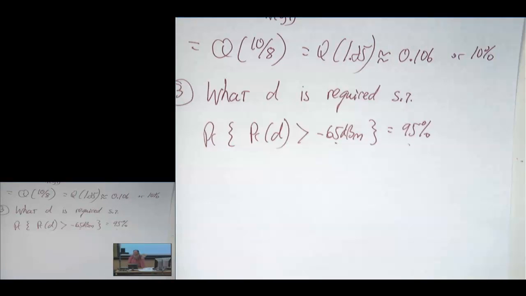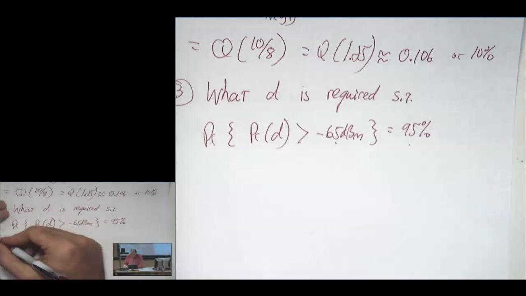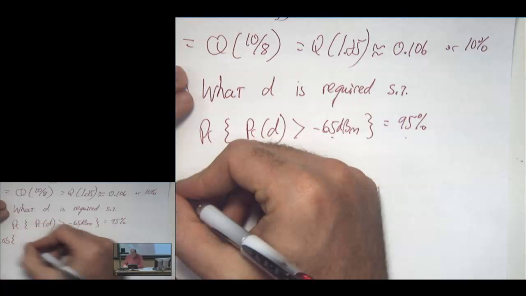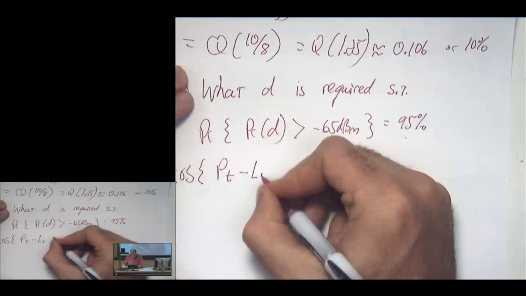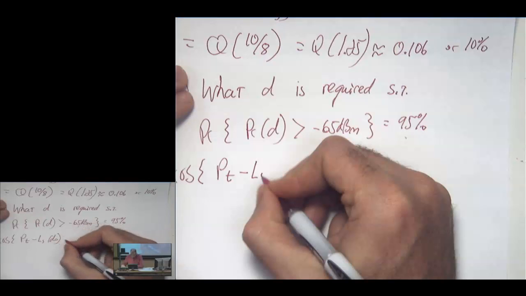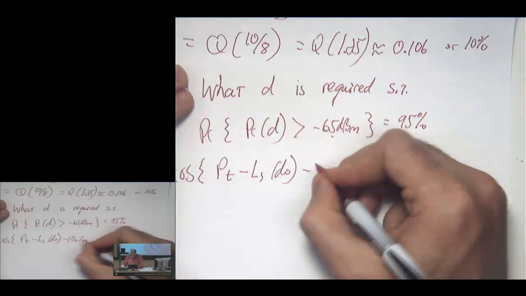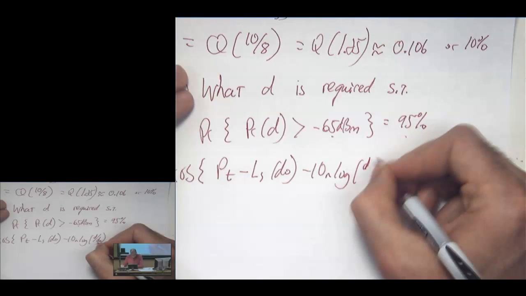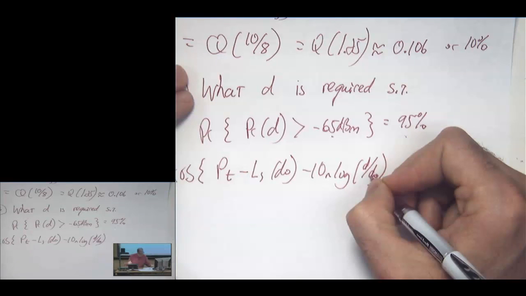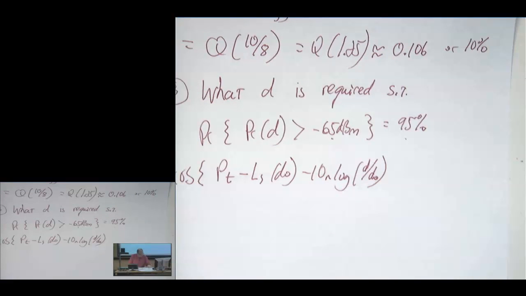Given that, all we have to do now is plug in to the equation that we had before. This is the probability that received power, transmit power, minus the loss as a function of distance, minus 10n log 10 of, oh, what have I done here? D over, I forgot the D naught here earlier. Oh, man. D. Shoot.